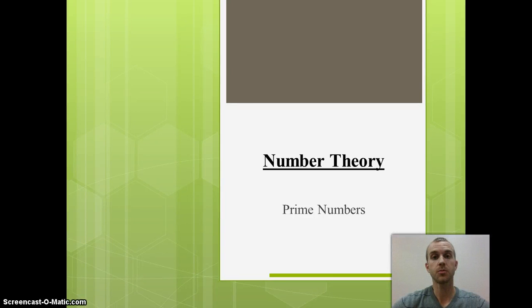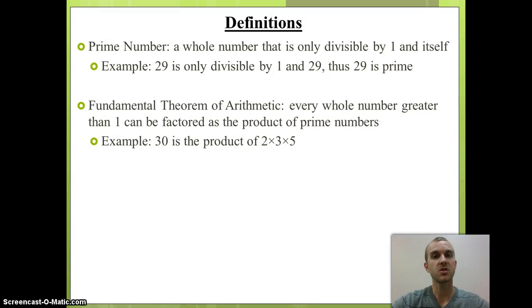In this video, we'll explore prime numbers. A prime number is a whole number that is divisible by 1 and itself. For example, 29 is only divisible by 1 and 29, so it is considered prime.